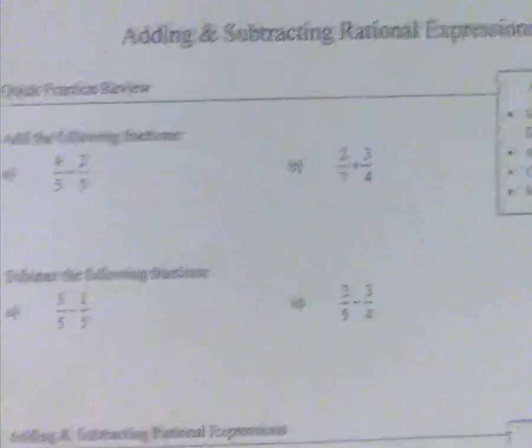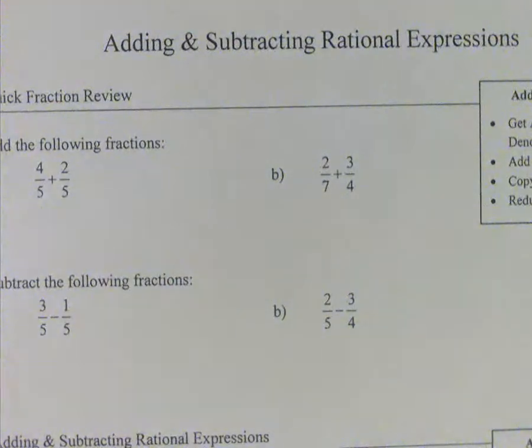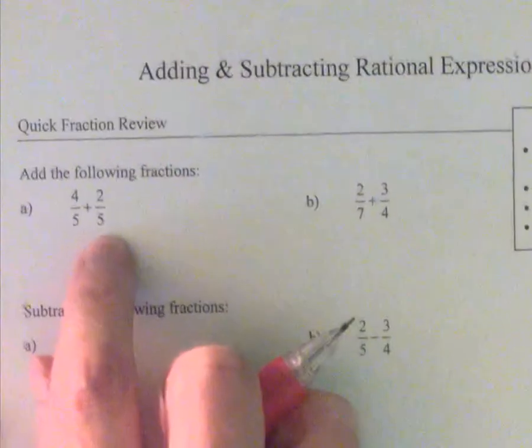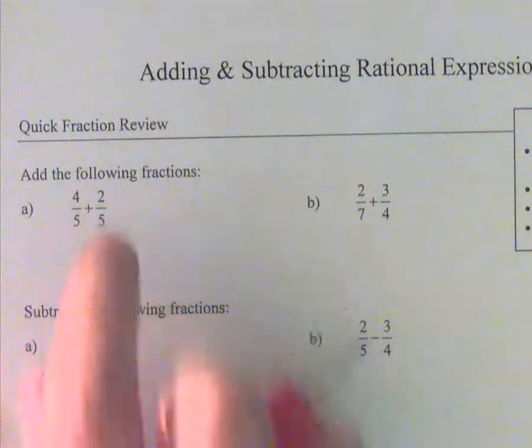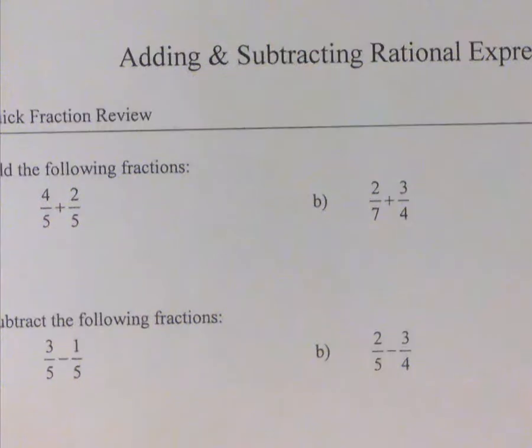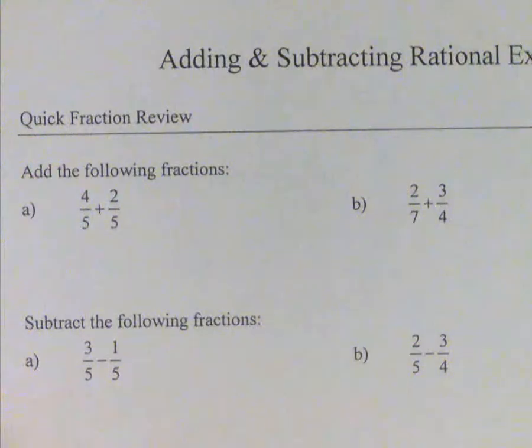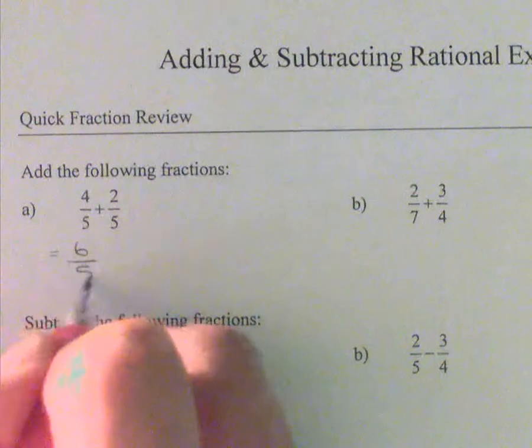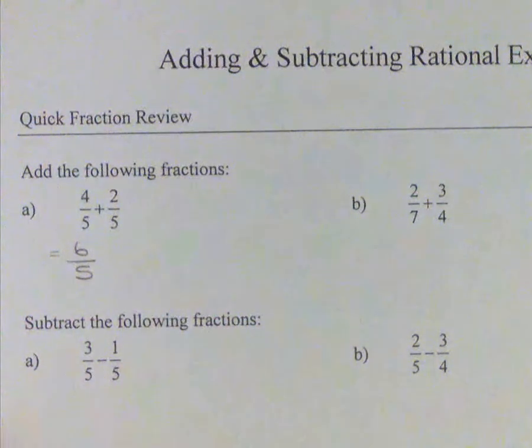Okay, let's look at adding and subtracting rational expressions. So when we add and subtract fractions, we're looking for a common denominator. In this case, we already have a common denominator. So now all we have to do is add the numerators. We have 4 plus 2, which is 6, and it's over the denominator of 5. I look if I can reduce. I cannot, so I'm done.